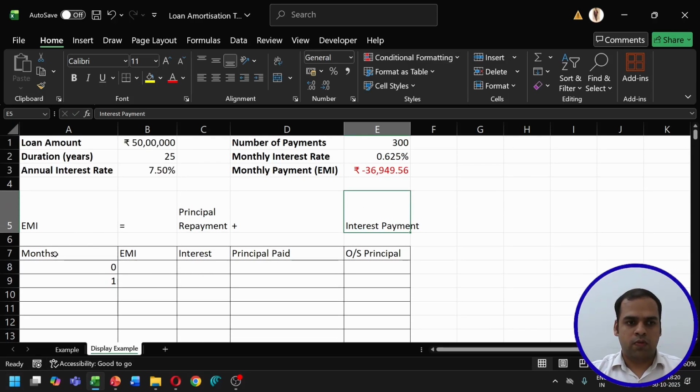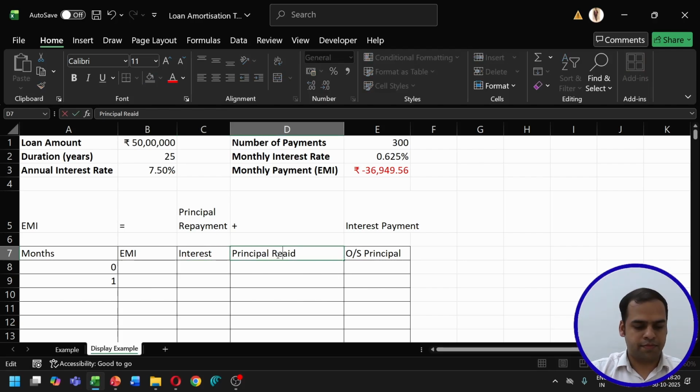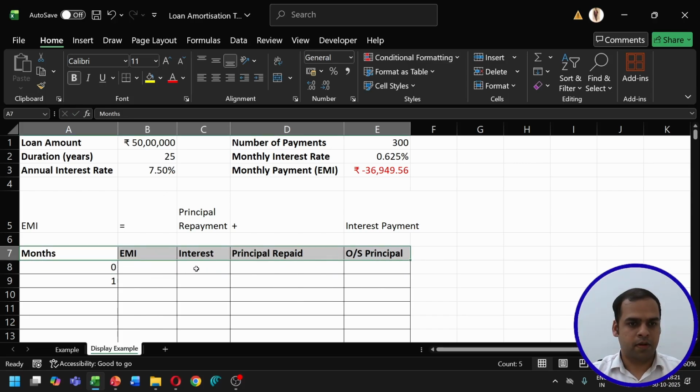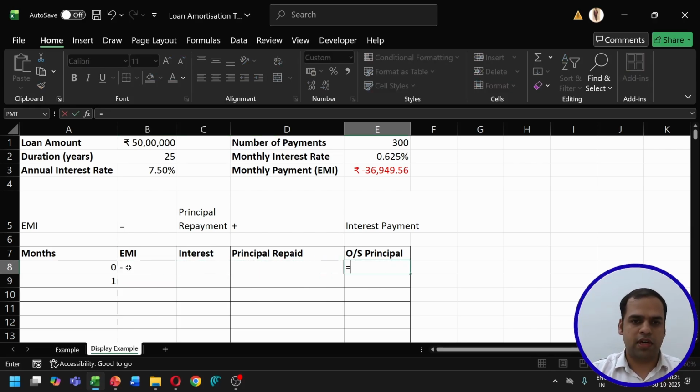So now we will make an amortization table. Months, EMI, interest, principal repaid, I would say, and the outstanding principal. These will be our headers. There will be no EMI paid as soon as we receive the loan, so we will keep it as a dash. Interest, principal repaid, nothing, and the outstanding loan will be the 50 lakh loan we received from the bank.